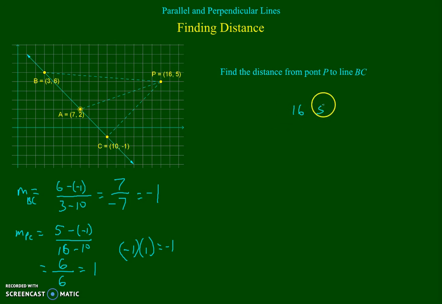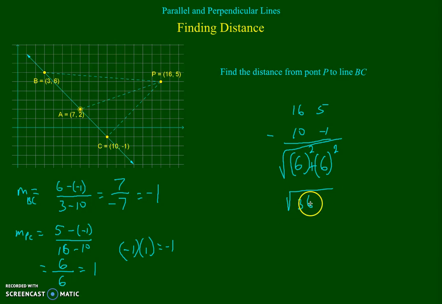16, 5. We stack the points. 10, negative 1. This is distance formula. Difference of the x's, 16 minus 10, 6. 5 minus negative 1 is 6. Square, add, square root. So this is the square root of 36 plus 36, which is the square root of 72.